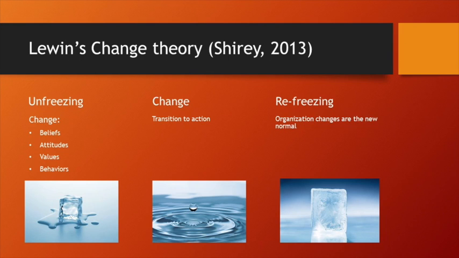Lewin's change model has 3 stages. The first is unfreezing. This is starting at the core. It cuts away the normal idea of this is how things are done and opens up people who are hesitant to change or fatigued by change with the idea that change is a good thing.